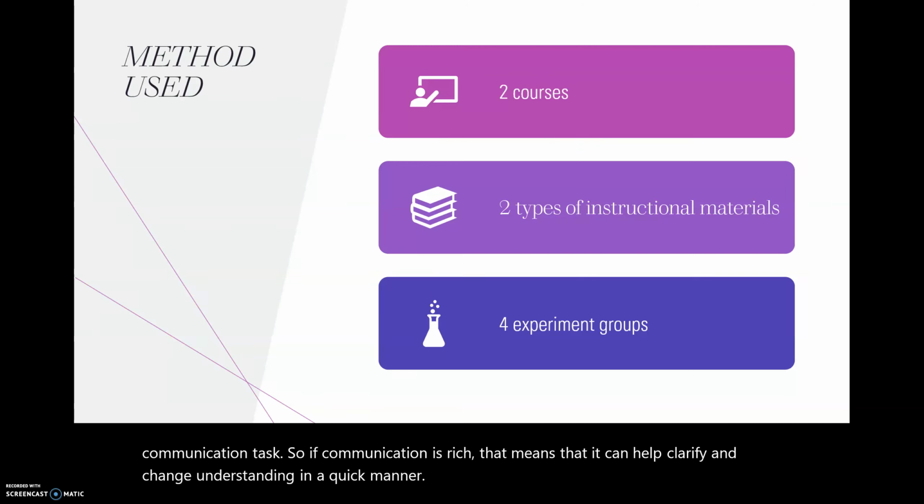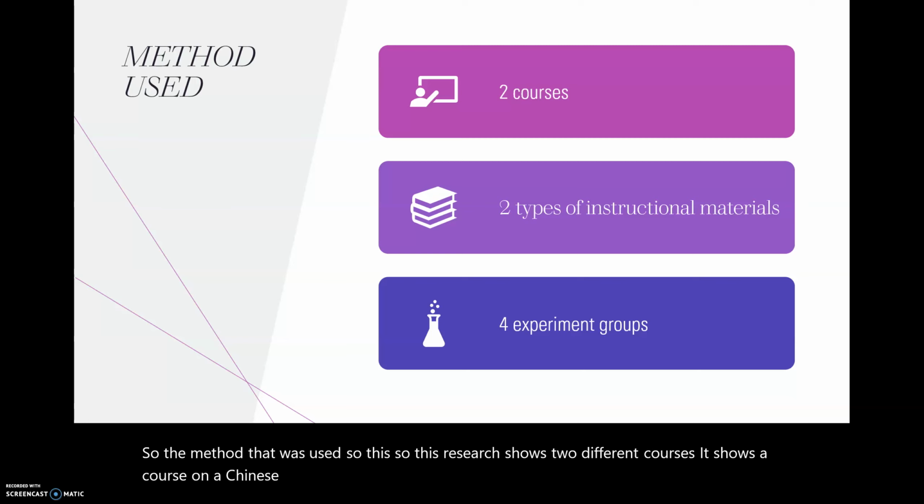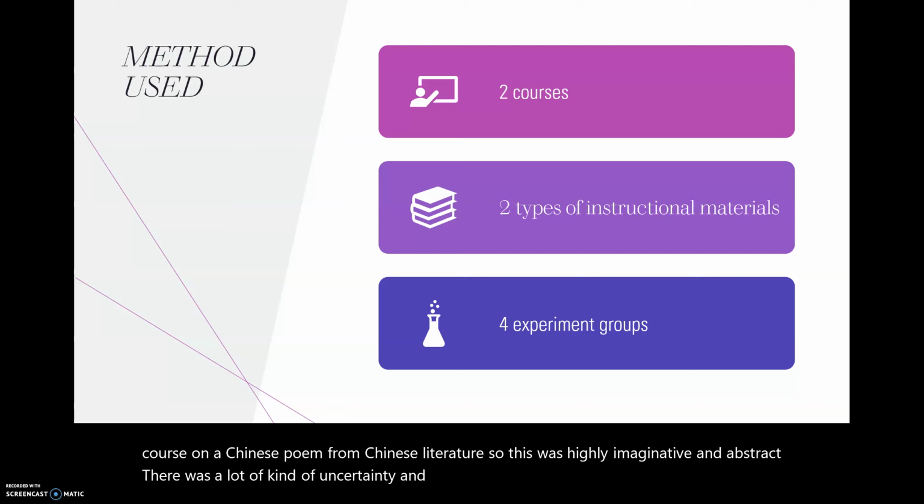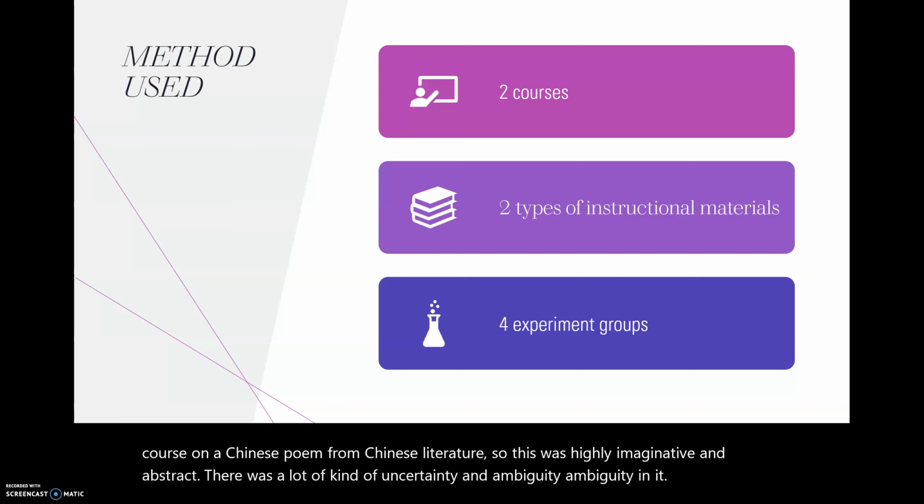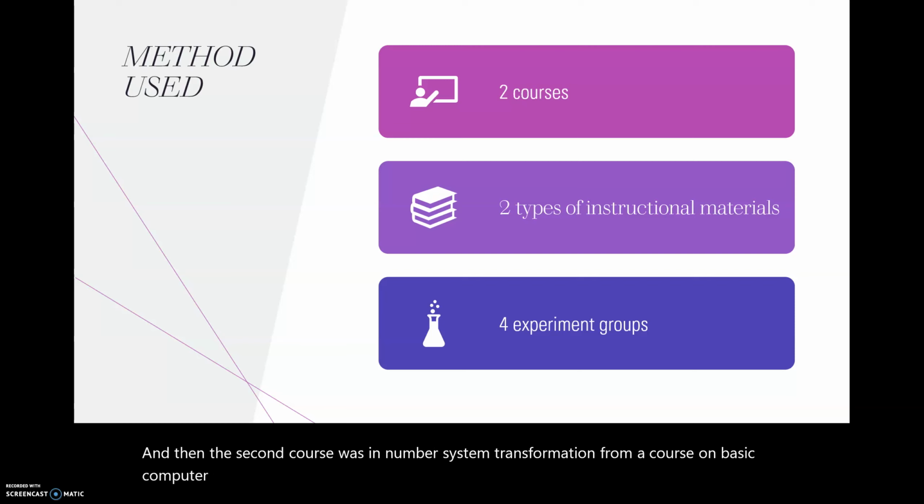For the method, this research chose two different courses. The first was a course on a Chinese poem from Chinese literature, which was highly imaginative and abstract, with a lot of uncertainty and ambiguity in it. The second course was a number system transformation from a course on basic computer concepts. There was very low uncertainty because it contained a lot of arithmetic operations, very straightforward.